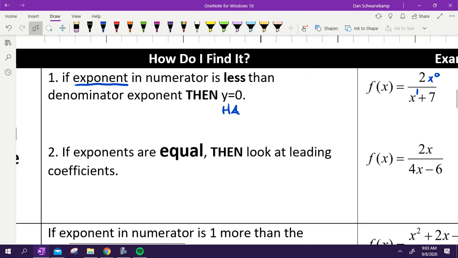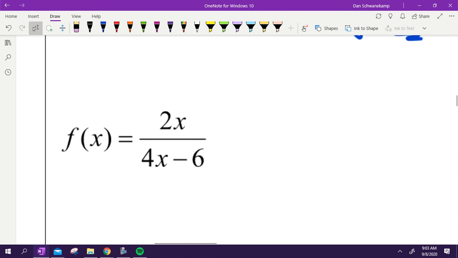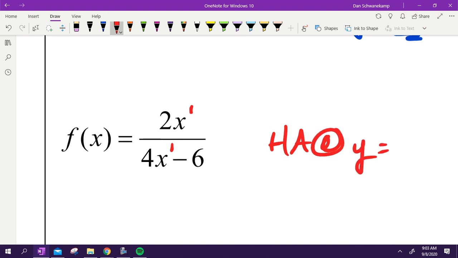The second thing, if your degrees are equal, then we look at leading coefficients. So for example, 2x over 4x minus 6, the degree on top is 1. The degree on bottom is 1. All right, cool. The degree on top and bottom are 1. They're the same. So we're going to have a horizontal asymptote at y equals the leading coefficients. On top, I've got a leading coefficient of 2. On bottom, I've got 4. What's 2 divided by 4?